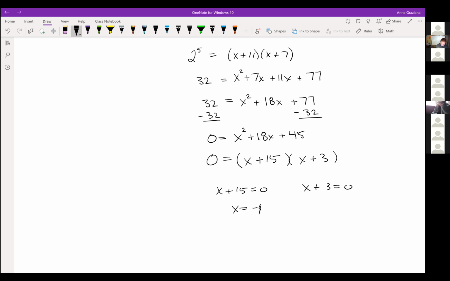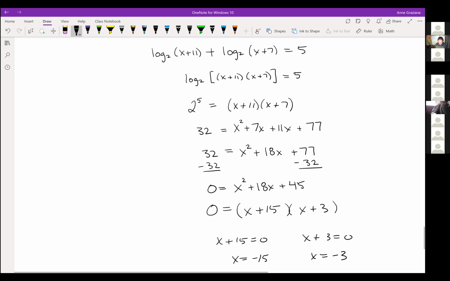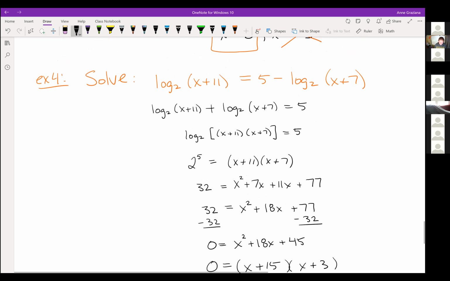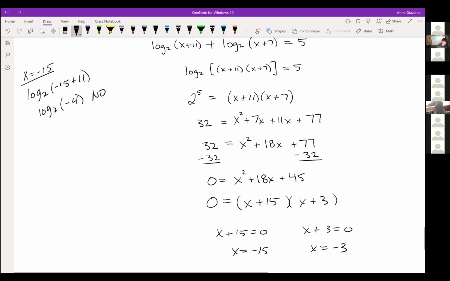So X is negative 15 and X is negative 3. Now this is a case where they're both negative numbers. Which one of these inputs will work and which won't? Look back at your original. If I put in negative 15, yeah, so look, we get log base 2 of negative 15 plus 11. That's log base 2 of negative 4. This is a no, okay?